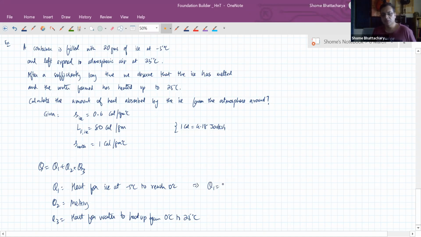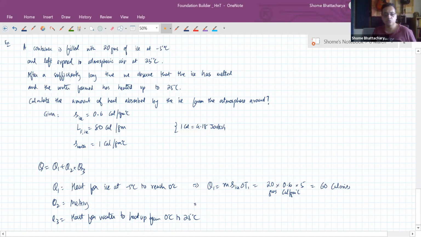So Q1 will be M into specific heat capacity of ice into this first temperature change. So we have 20 grams of ice into 0.6 calories per gram degree C into a 5 degree change. So that you will see will become 100 into 0.6. So that is 60 calories.